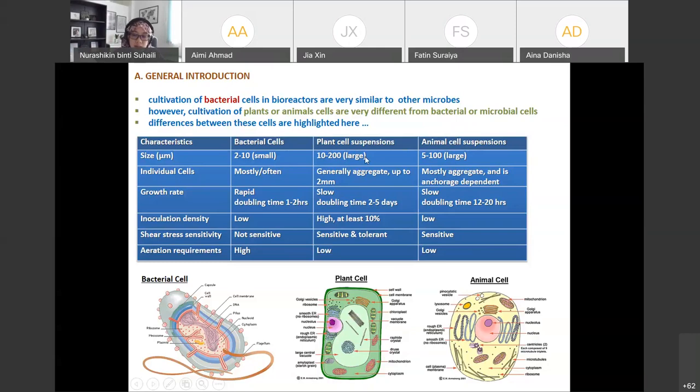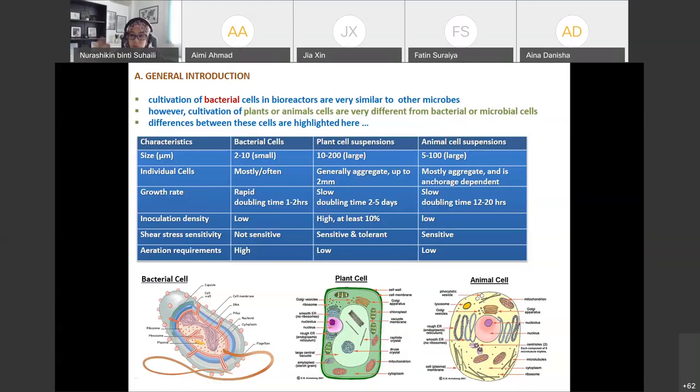So having said that, that's enough to show how different they actually are. And of course, when the size is different, everything inside, the organelles, is also different. The plant cells and animal cells are more complex. They have more organelles. Organelles are the things inside the cells, right? I hope you guys studied this in cell biology.